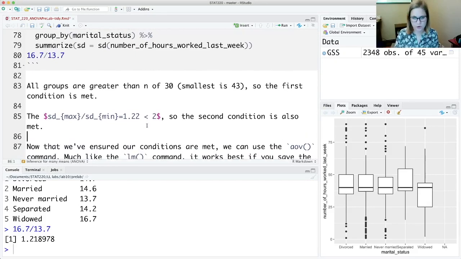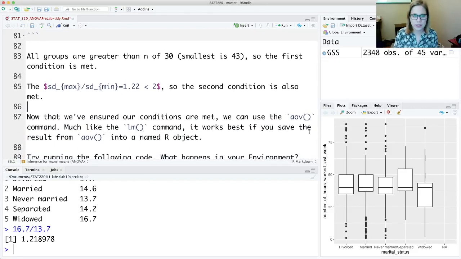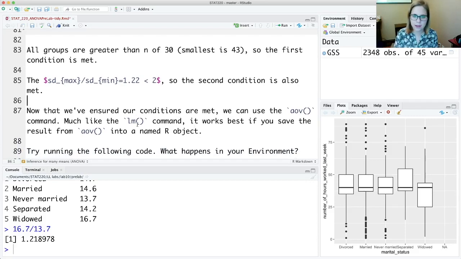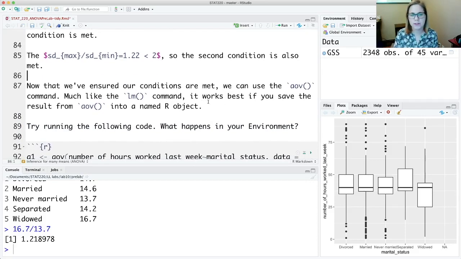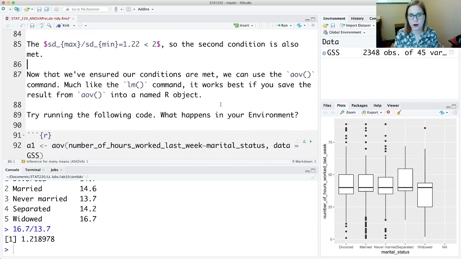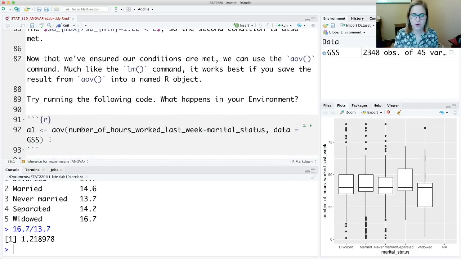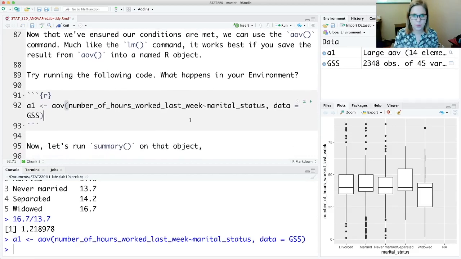So now we can do inference. We're going to use the AOV command. Like I said, it's a lot like the LM command, and it also works best if you save the result into a named R object. So I've written a line of code for you here, and you could just run it. You could click the play button or Control Enter. And then I'd like you to see what happens.